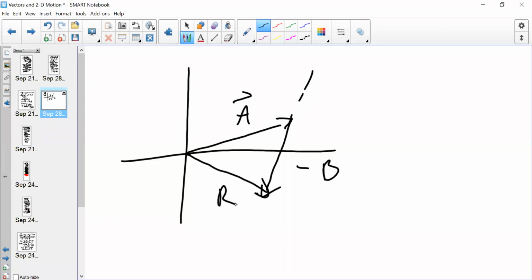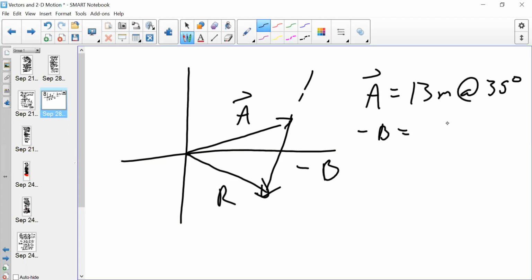So now let's append some values on A and negative B. So A is going to be 13 meters at 35 degrees from the x-axis. And then the negative B, 17 meters. It's not with respect to this angle, but with the x-axis going like so.